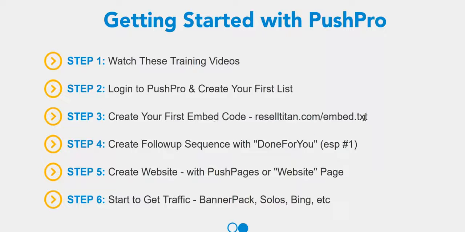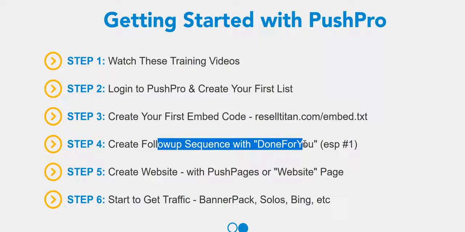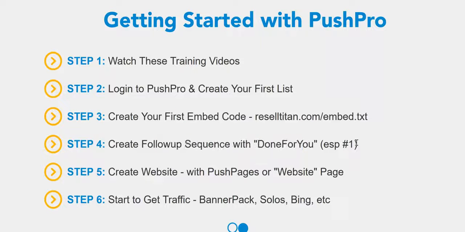Once we've done that, we now have our list set up, we have our embed code set up, and we have our first follow-up sequence, and potentially a few follow-up sequences that you've set up. So what we need to do now is to create our first website. And there are 2 ways to do this.